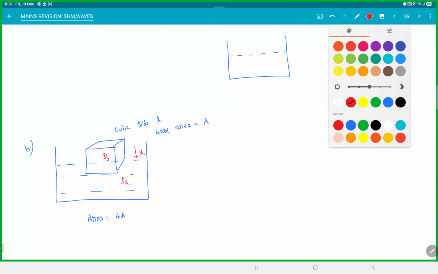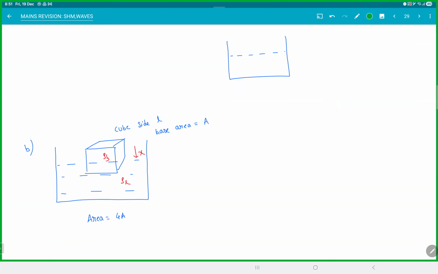So when you push the block by x further, so you're pushing it by x here. This liquid will go to the sides and this will result in the increase in height here. Let's call this thing y. So a into x must be equal to 4a minus a into y. Does that make sense? When you push the block inside by x, you displaced ax liquid.